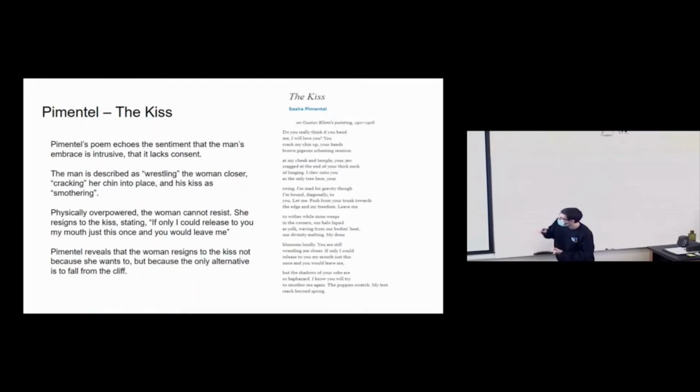"The shadows of your robe are so haphazard." We have shadows, something negative, something evil, haphazard. There's danger associated with that. So it's cool how she's physically addressing the colors at play, the patterns at play within that poem, as well as the debate whether the kiss is intrusive or not. But yeah, this is just another great example of an ekphrastic poem.